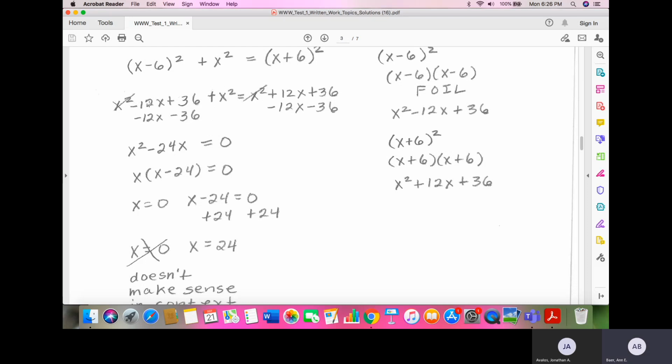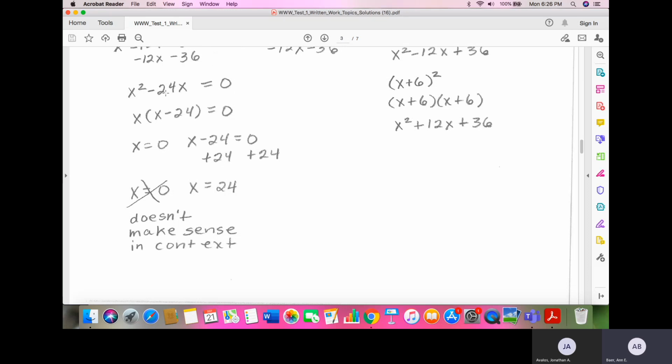So on this side, we have negative 12 plus negative 12, which is negative 24x. Negative 24x right here. So here, if you notice, we've got 36 minus 36, that's 0. And then plus this x squared, and we're going to write that first. So this is what we get left. This is what's left. So we want to work with that.